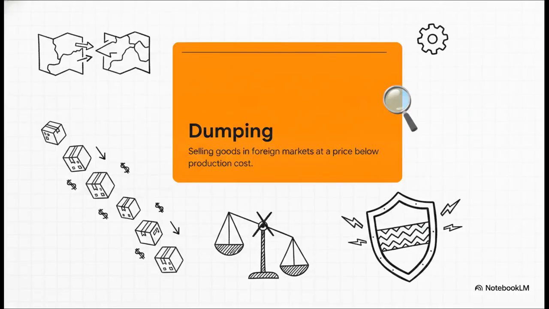And sometimes, players employ some pretty aggressive tactics, like dumping. Dumping is basically selling goods in foreign markets for less than what it actually costs to produce them. It's a move designed to unfairly wipe out local competition. When this happens, countries aren't just going to sit there. They'll often defensively slap on anti-dumping tariffs just to level the playing field and protect their own market share.